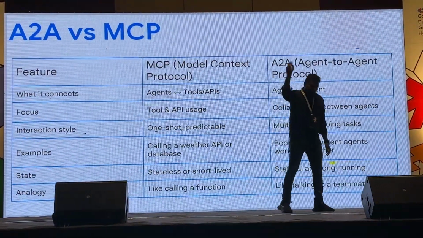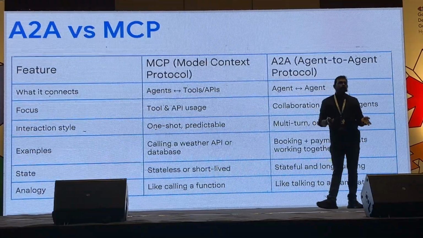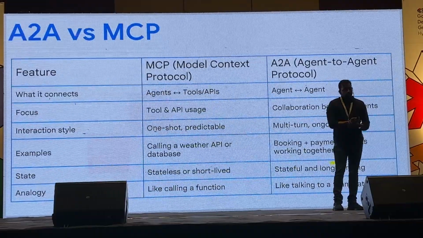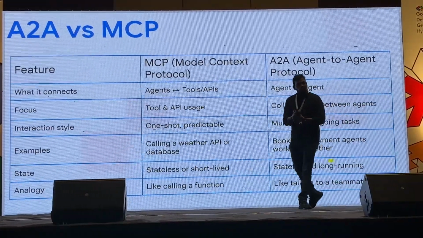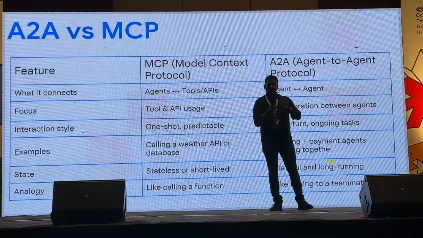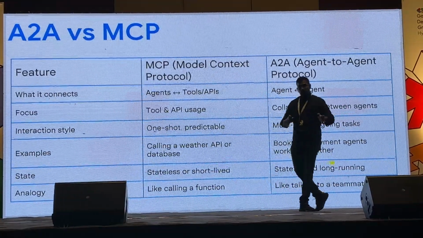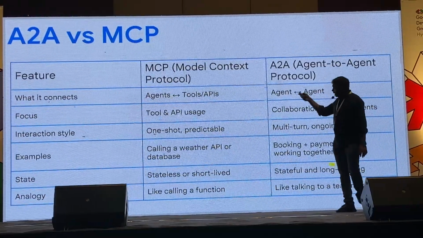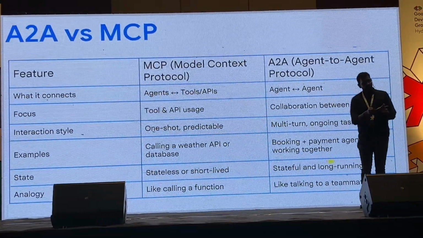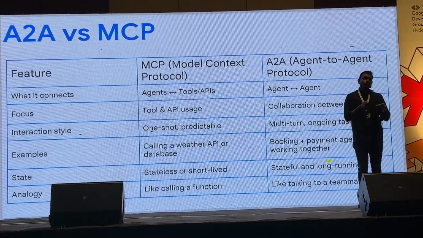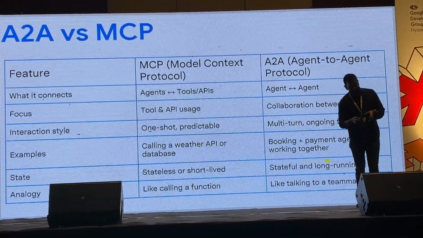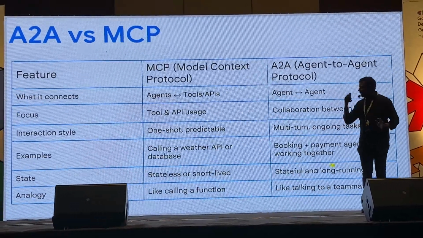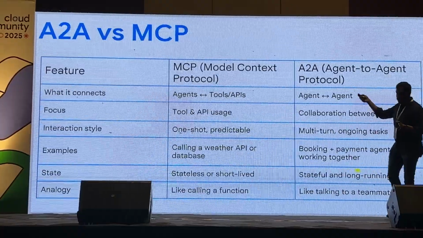So coming back to the point I raised: when we already have MCP, what's the need for A2A? There is a major difference between these two protocols, and they work in a collaborative manner. That's what we're going to see in the next few minutes. MCP is in line with connecting your tools, APIs, or data sources. It acts as a bridge, and your agents connect with these tools and APIs.